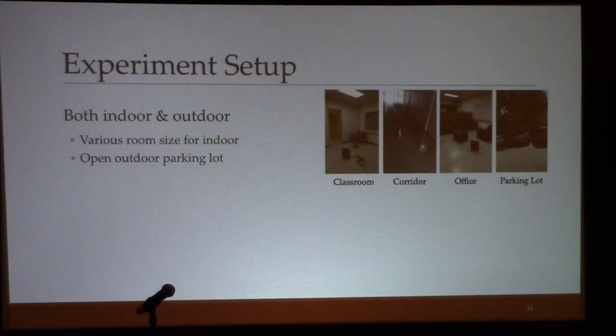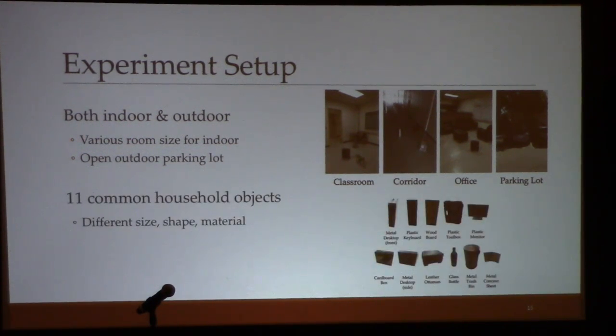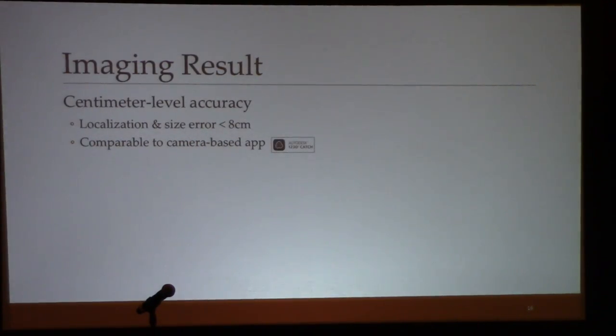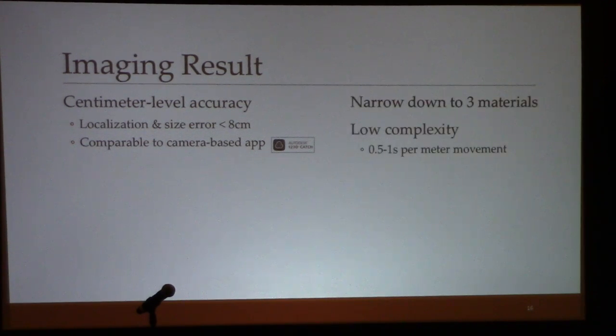So we evaluated our system in both indoor and outdoor environments. In particular, we experimented in rooms of different sizes, from a large classroom to a narrow corridor. Overall, we tested 11 common household objects. They vary in size, shape, and even material. Our results show that the system can achieve centimeter-level accuracy. For the object location and size, the detection error is less than 8 centimeters. We can also narrow down the materials to 3 candidates. All these require very low computation complexity. The analysis can finish in a second per meter of the device movement.